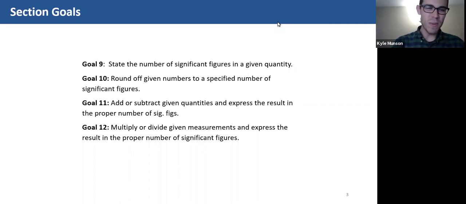We want to also, though, be able to round numbers to a specified amount of significant figures, add or subtract given quantities and express the result in the proper number of significant figures, and then multiply or divide given measurements and express the result in the proper number of significant figures. And we'll be doing these all in separate videos.